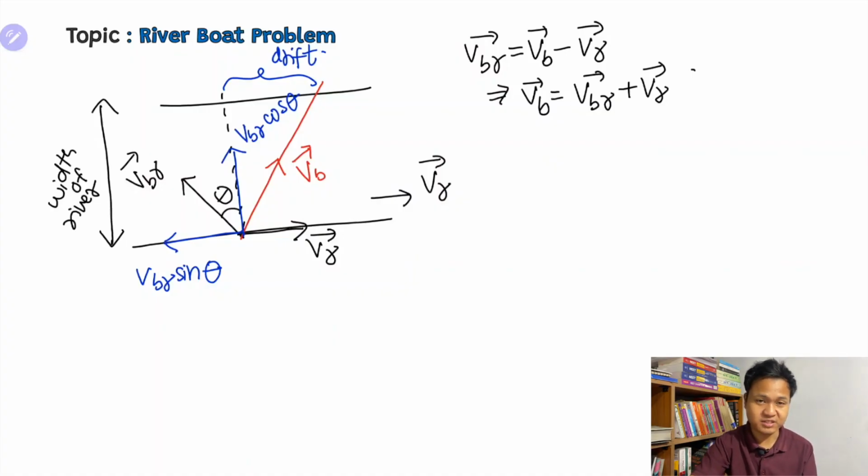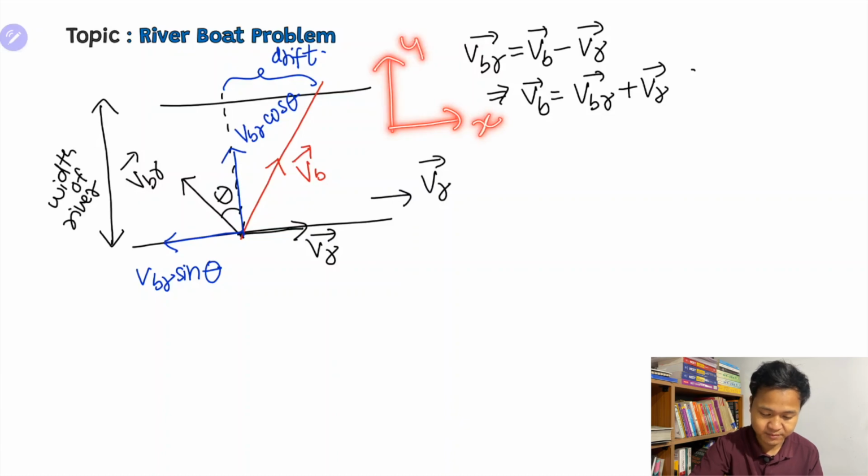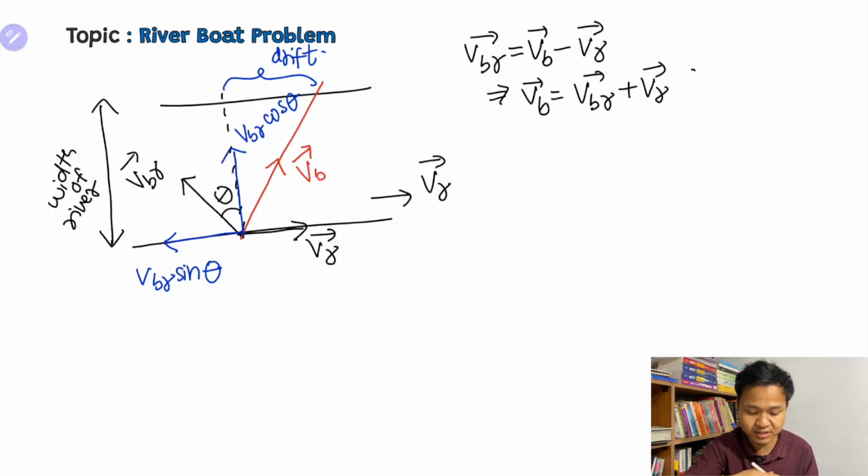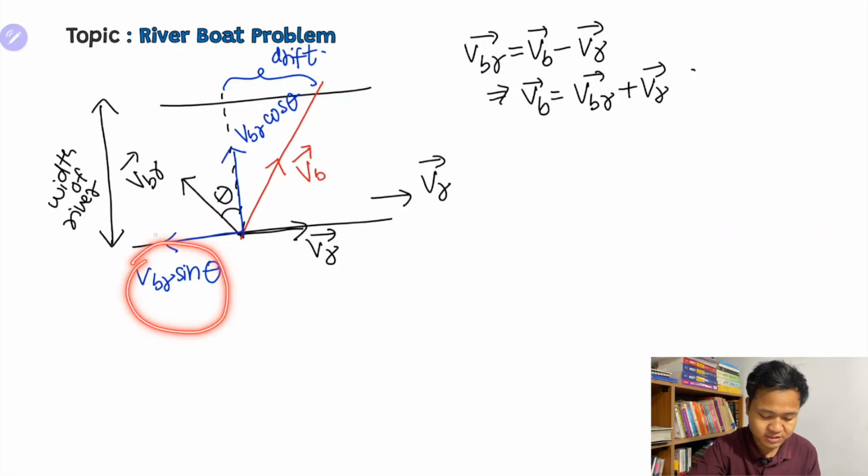The overall movement is towards the right, so that means VR is greater than VBR sine theta. Suppose this side is X and this side is Y. Who is responsible for this Y motion? Which component of velocity is responsible for this vertical motion? So VBR cos theta is responsible, right? Along this motion.